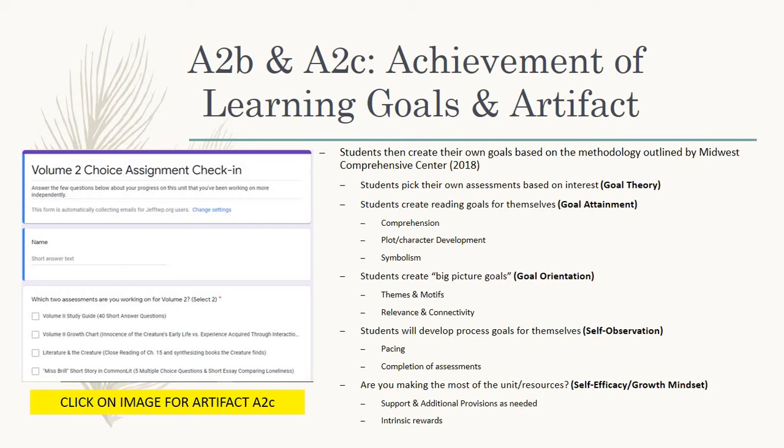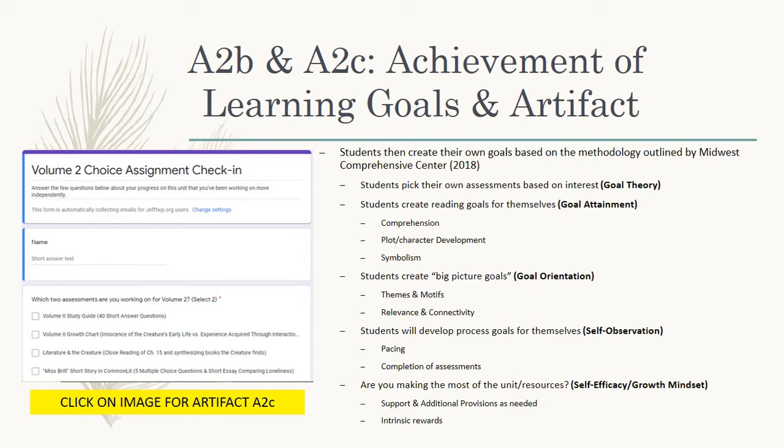Students can create some big picture goals for themselves, which the Midwest Comprehensive Center refers to as goal orientation. These are higher level thinking questions and higher level analysis, such as themes and motifs that are emerging in the text, as well as relevance and connectivity, such as how does this book connect to other things I've read or other things I will experience. Students will develop a process for the goals themselves through self-observation.